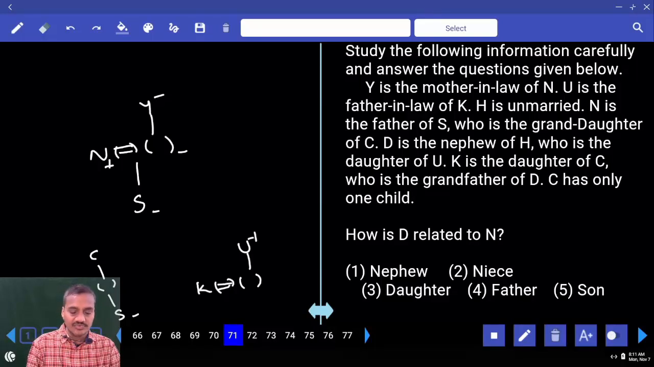H is the daughter of U. Now, H is the daughter of whom? H is the daughter of U, unknown. Isn't it? Now U is here, H is the daughter of U, we can have H at this place. This is one such possibility.